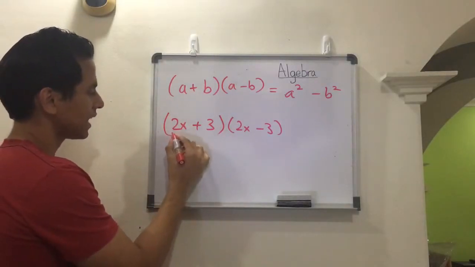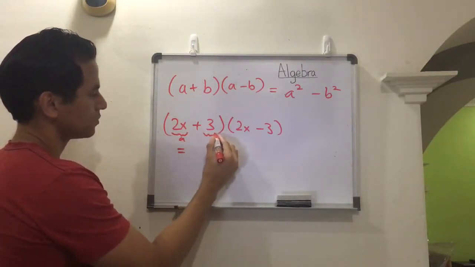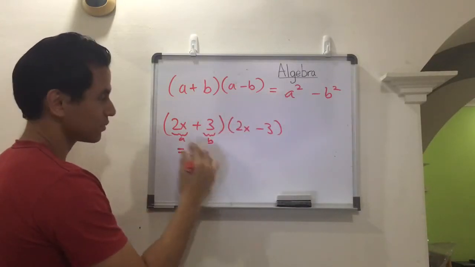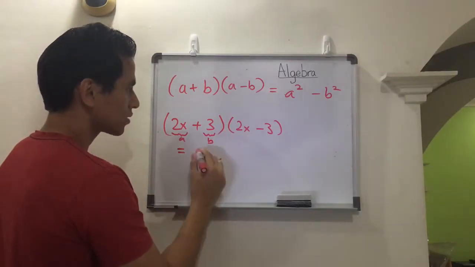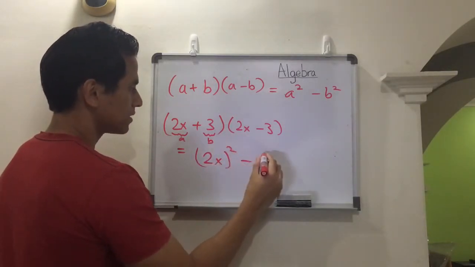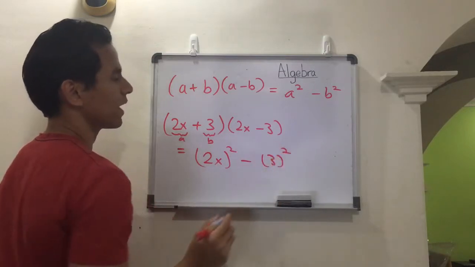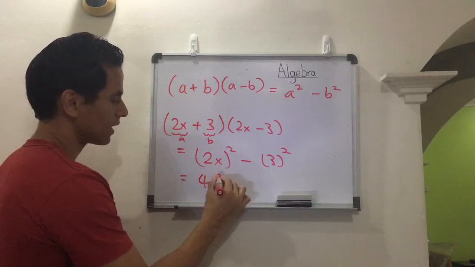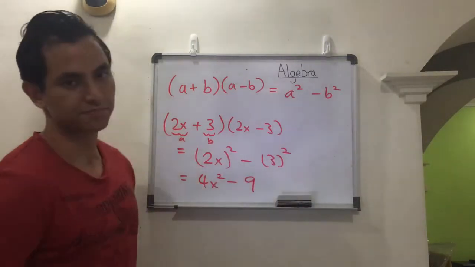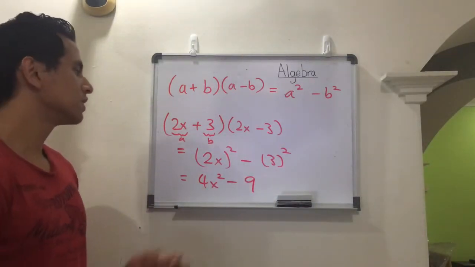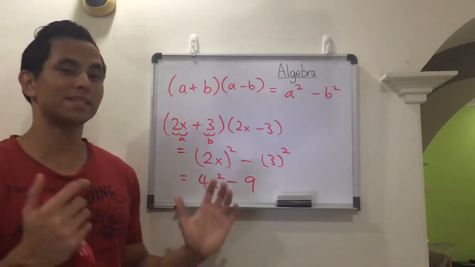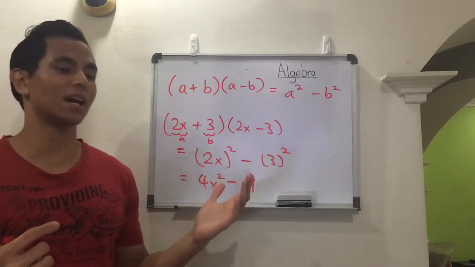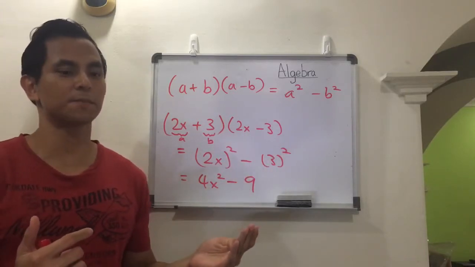If this is a and this is b, right? We know the answer to this when we expanded it out will be (2x) whole thing squared minus 3 squared. So therefore, (2x) squared gives me 4x squared minus 9. Simple as that. Okay, so these are some simple identities. That's the basics on the identities. Hope you don't get too confused. Probably in the next video I will use more examples of identities.